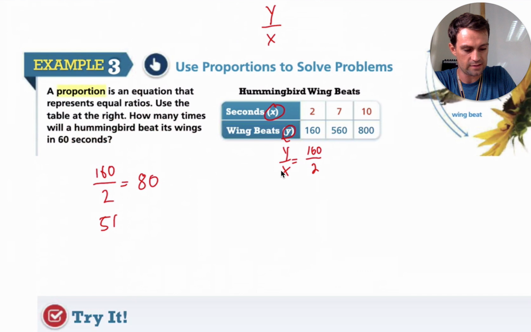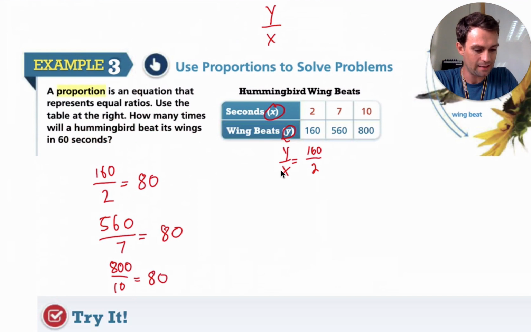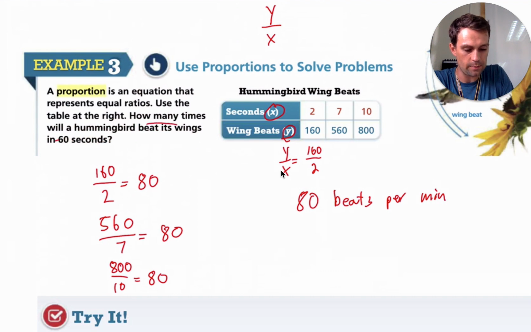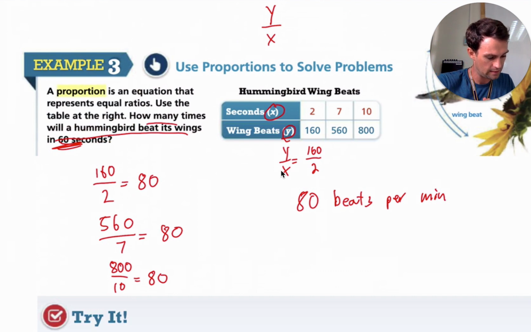Or 560 over 7, if you divide that, is equal to 80, or 800 over 10 is equal to 80. So it is beating its wings 80 beats per minute. Okay? How many times will the hummingbird beat its wings in 60 seconds? Oh, it's 80, because it's 80 beats per minute. Okay?